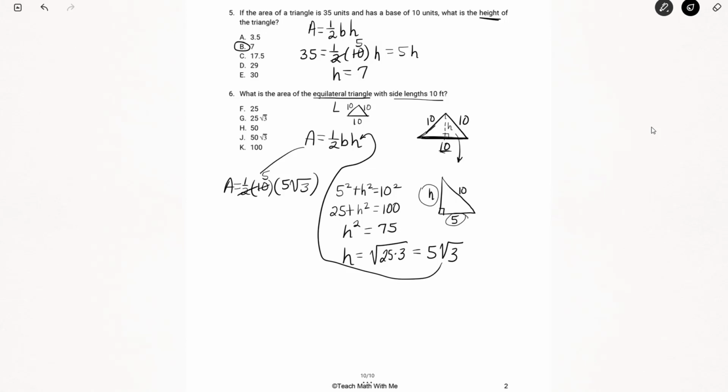And when we do our simplifying here, we're going to get 25 on the square root of 3 as our area, which is answer choice G.